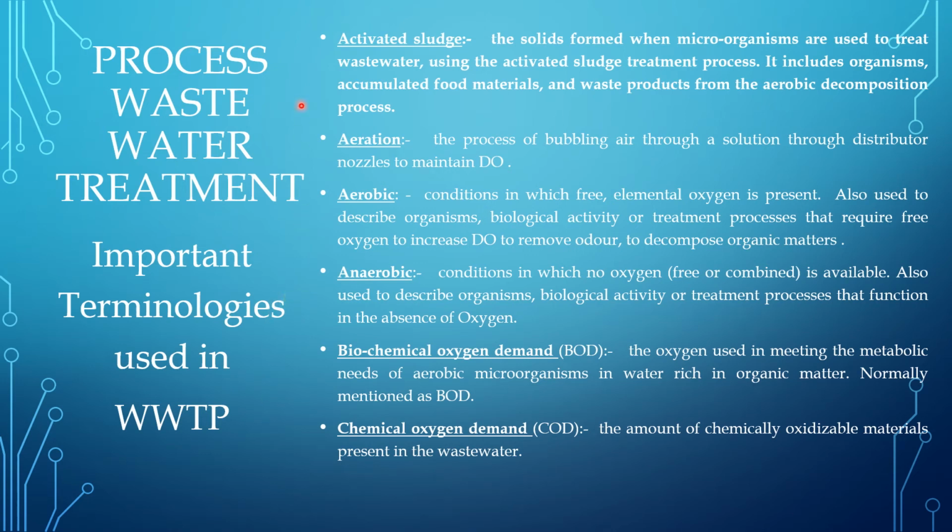In this episode, we will see about the process of wastewater treatment. Important terminologies, or main terminologies, used in wastewater treatment plant. Activated sludge: the solids formed when microorganisms are used to treat wastewater using the activated sludge treatment process. It includes organisms, accumulated food materials, and waste products from the aerobic decomposition process.